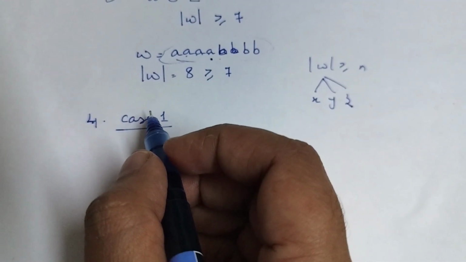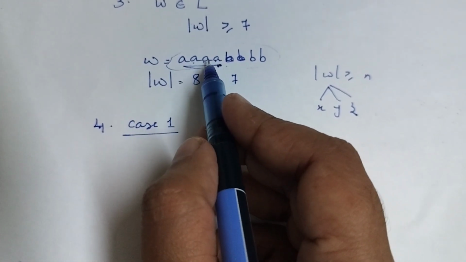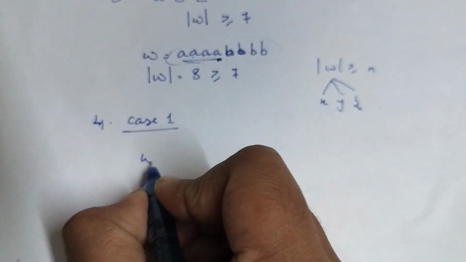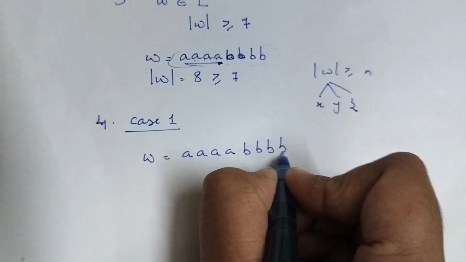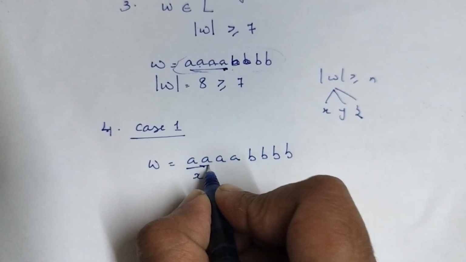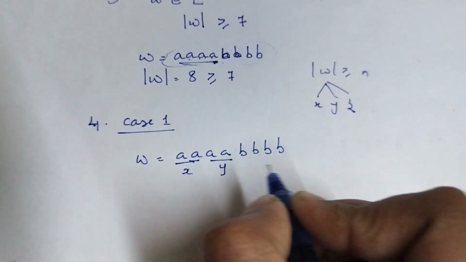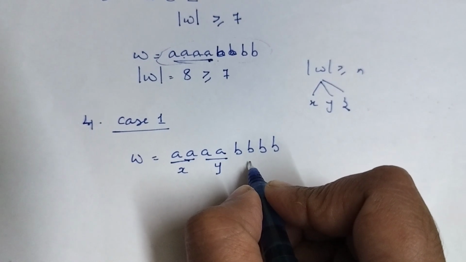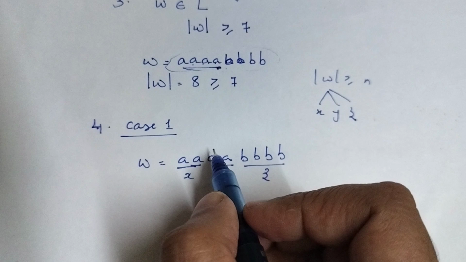So here I am taking the y part in a. I will get a y from the a's. So what is our w here? a, a, a, a, b, b, b, b. I am taking these two as x, these two as y, and these 4 as z. I am just showing you the 3 cases only.